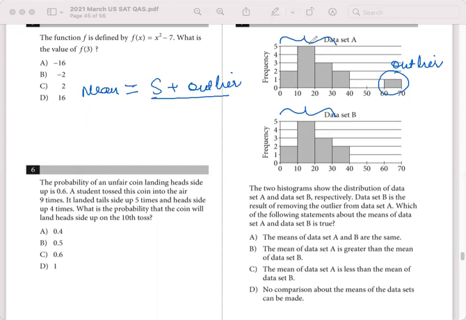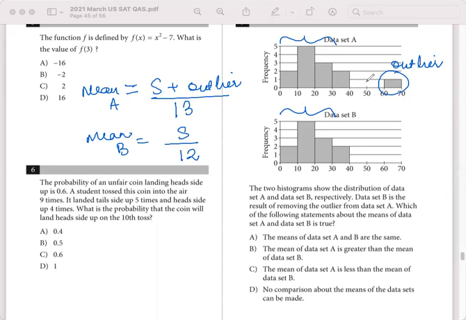2 plus 5, 7 plus 3, 10 plus 2, 12 plus 1, 13. This is for data set A, and the mean for data set B will be S divided by 12. Now you can see that this is a big value, right? Compared to the sum of the other values. The outlier is on the right of the data set.